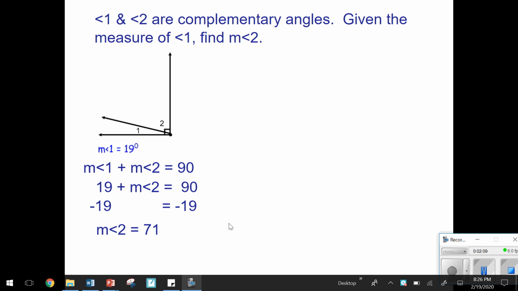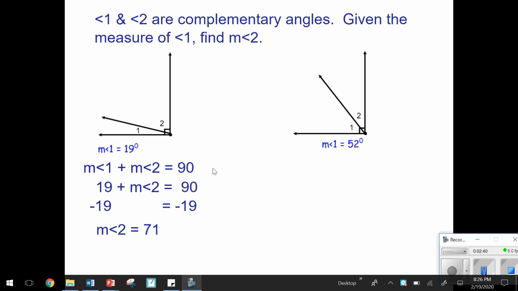And you can always check that. Take 71 plus 19 to see if it adds up to 90. So you can always double check that. Okay, on to the next example. Okay, in this example, again, I see this right angle mark down here, so I know they're 90 degrees. So they told me in the directions, again, they were complementary, but I know it for sure also because the box is there. Now they're telling me the measure of angle 1 is 52 degrees, so I know 52 degrees right there. I want to find the measure of angle 2.